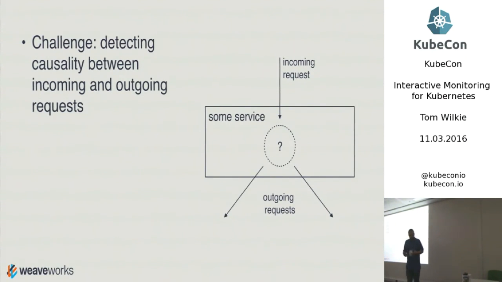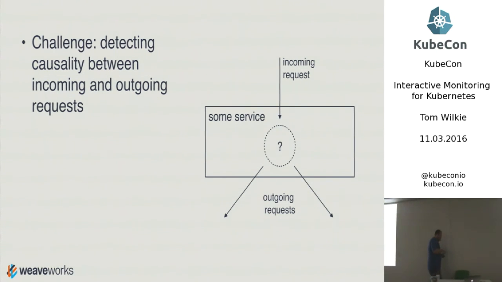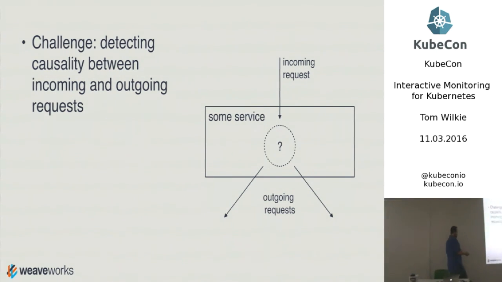So what's the problem here? Why do you have to instrument your application? Well, the problem is, for every incoming request to your given process, you need to figure out what outgoing requests got made on behalf of the incoming request. What's the causality going on here? And this is a black box.